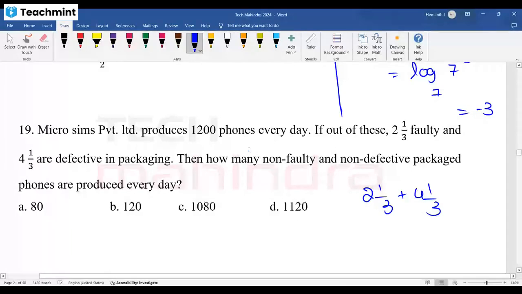2 1 by 3 faulty and 4 1 by 3 are defective. Okay, fine. Let me see that. Okay. Meanwhile, we'll see about the next question. Definitely, we'll look into that. No problem.